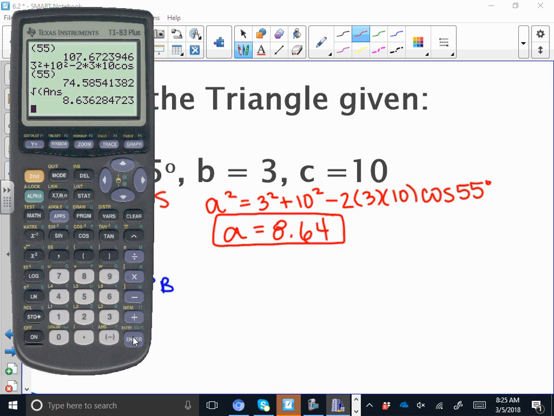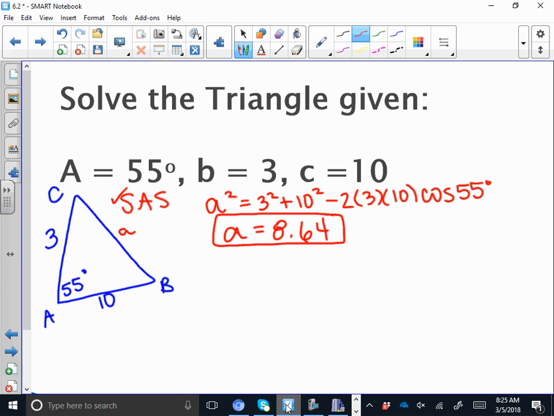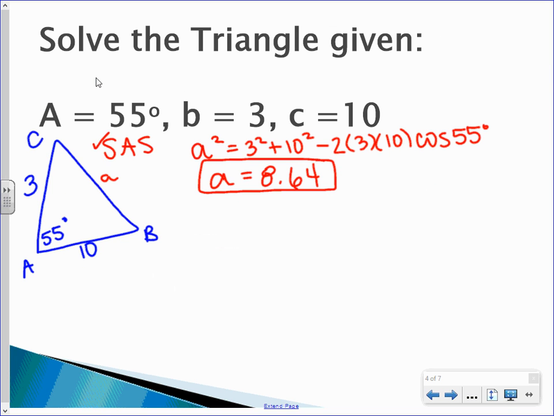All right. Now we need to solve for the rest of the triangle. We need to solve for angle C, and we need to solve for angle B. Thoughts on which one we want to do first? No thoughts? No one cares? Okay. We'll just go alphabetically. We'll find angle B.